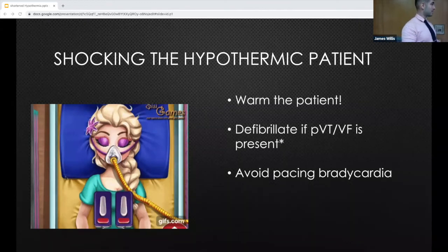We should avoid pacing bradycardia in these patients, mostly because it's going to be physiological because of the hypothermia. It's not uncommon for them to go into atrial fibrillation or bradycardia, and in some animal models, it's been shown that pacing could actually precipitate VFib arrest. If you've rewarmed the patient all the way and they're still bradycardic, that's when you can consider pacing them.